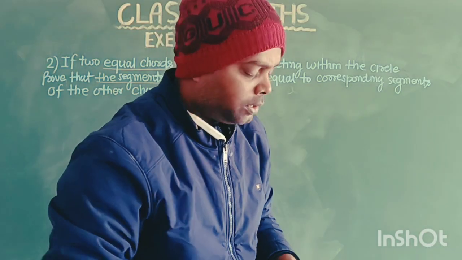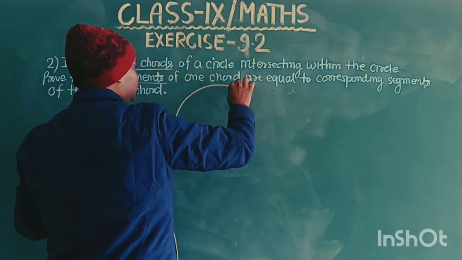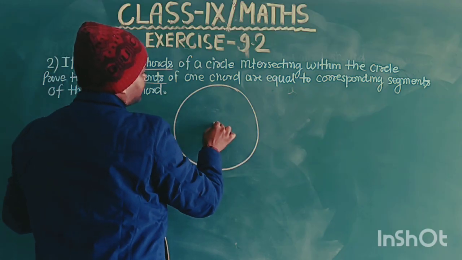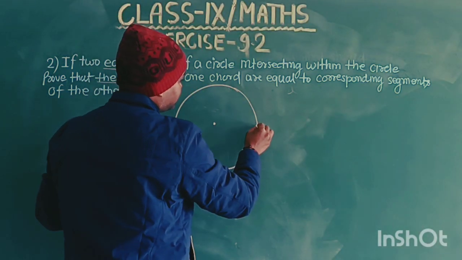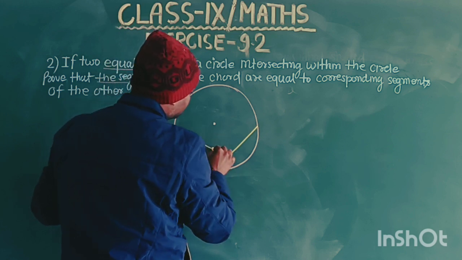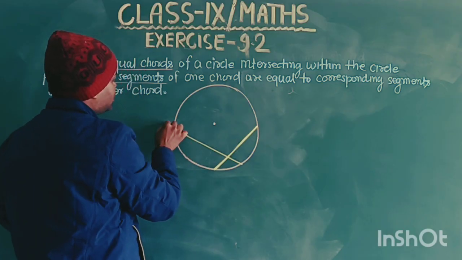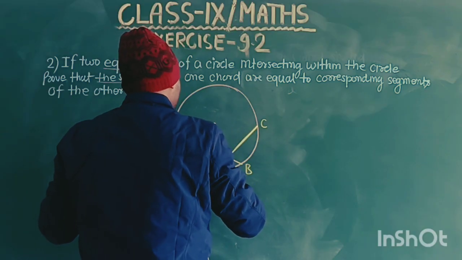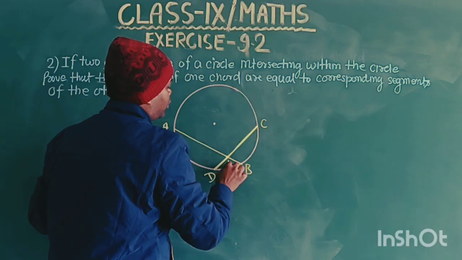So let us first draw the figure. Given here is a circle, so make the figure of a circle, and also given two equal chords intersecting within the circle, so make two chords. Let's suppose these are AB and CD. These two chords are equal and intersect. Let's suppose they intersect at point P.